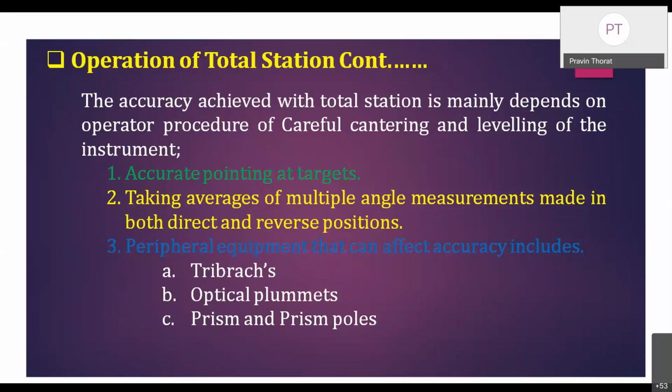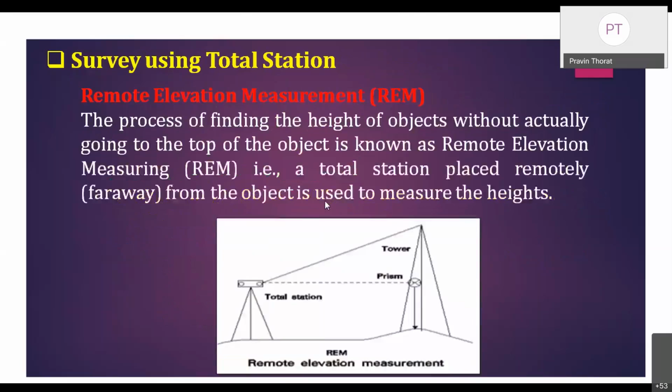The prism pole should be perfectly vertical and the prism should be well fitted on it. Sometimes we know that the prism will not fix on the prism pole. It will move here and there. So care should be taken that the prism is well fitted on the prism pole. The prisms should be checked frequently to determine their constants. These are some of the operations to be done before doing any type of survey work.